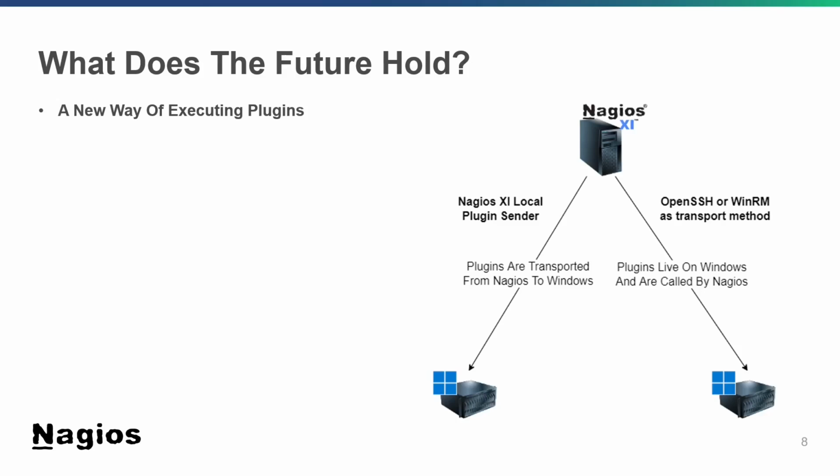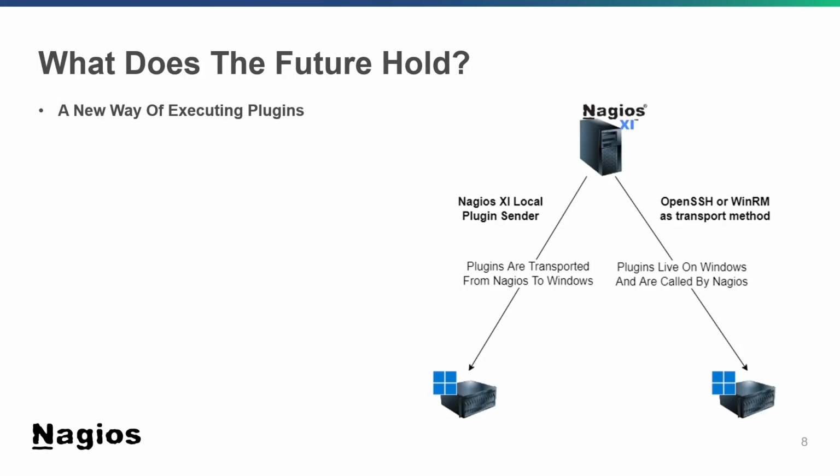Now, the question we get about this has been, well, why do we have two methods of executing the plugins? And really the reason is just choice. Nagios has always been about giving our users choice in how they monitor their systems. You get to choose what's right for your environment. The people who have asked for this new kind of way of executing plugins have certain security requirements that may not apply to you in your environment. So why force that on you?